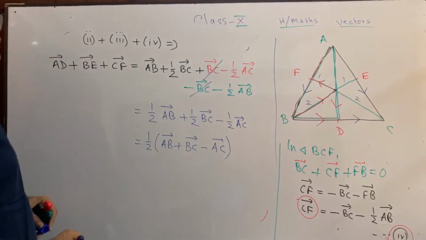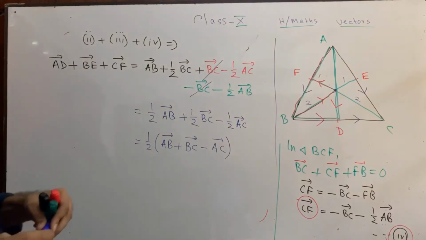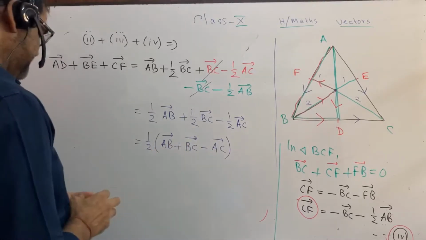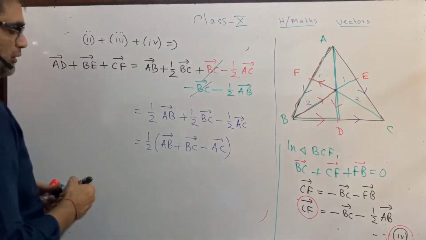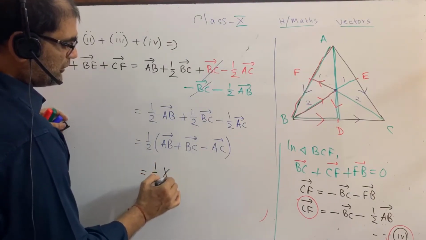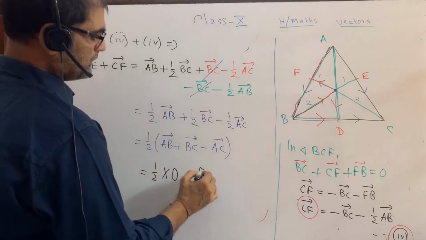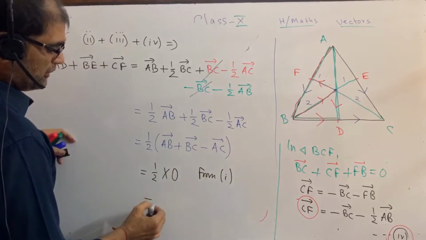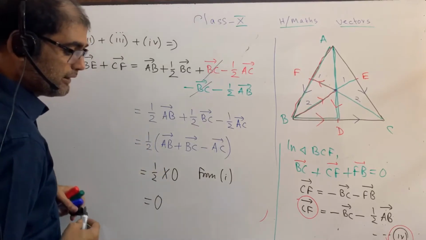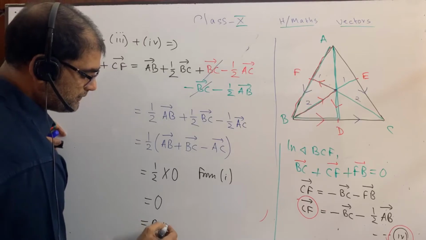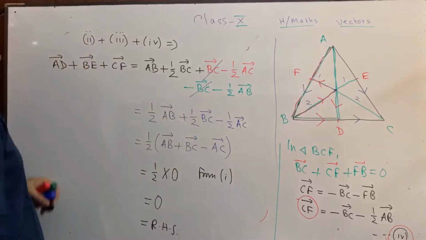Can you go to equation 1 where you had AB plus BC minus AC equals to what? It was equal to 0. Go to equation 1. It was equal to 0. Write down from 1. That is equal to 0. Okay. So our right hand side is done. We have got our answer.